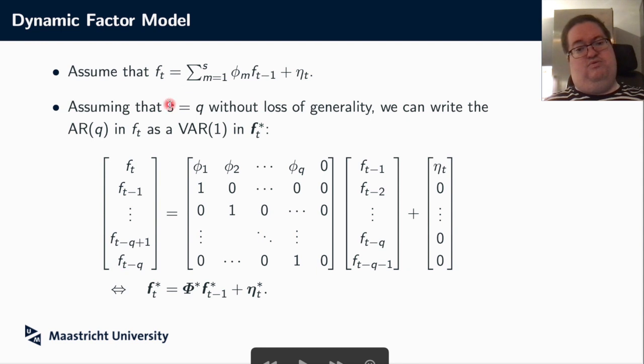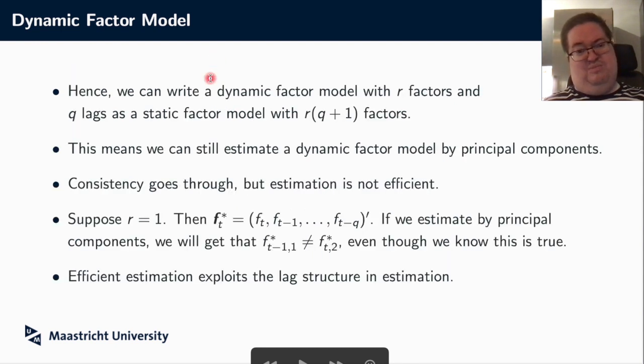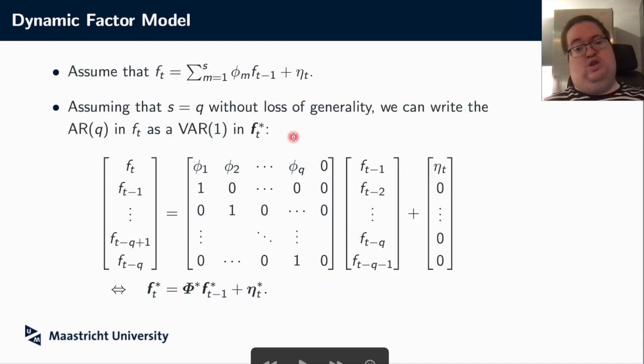And now what we can do is assume that actually the lag length here, s, and the lag length here on the previous slide, q, that these are equal. If they would not be equal, we can always add zero coefficients to make them equal. And then what we can do is, well, first, to do something that should be familiar if you follow the time series analysis course.